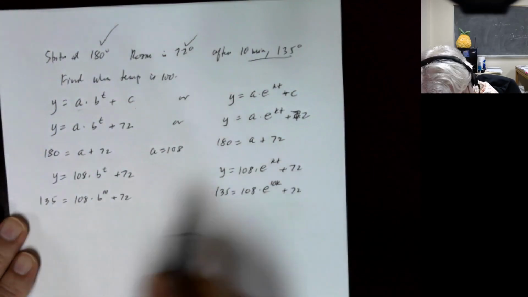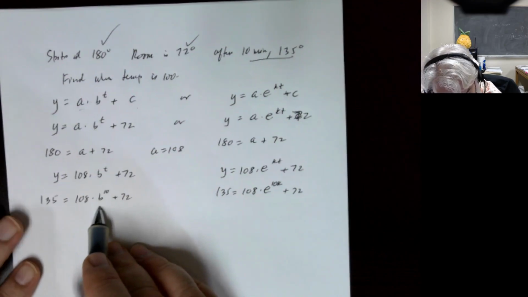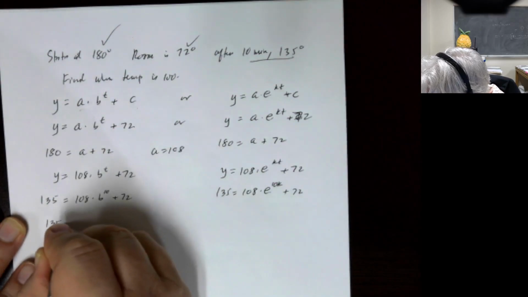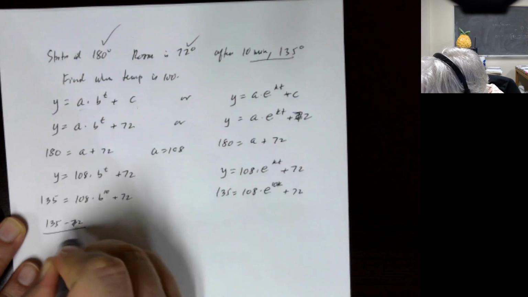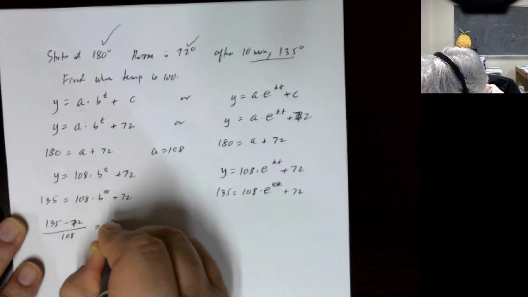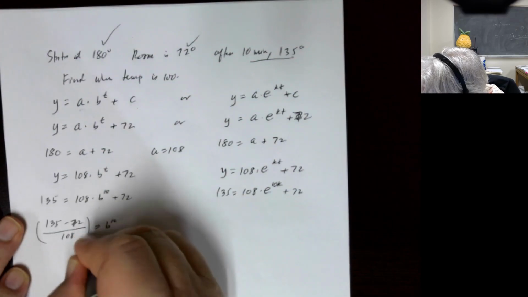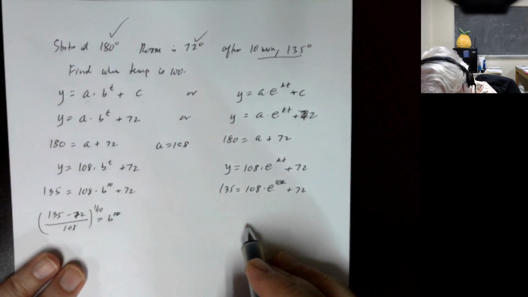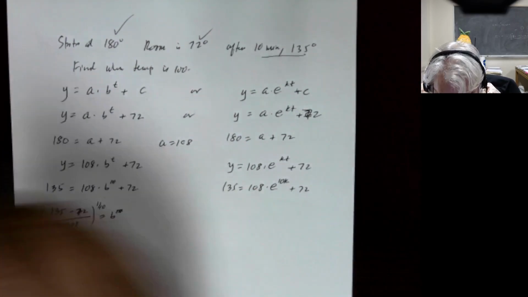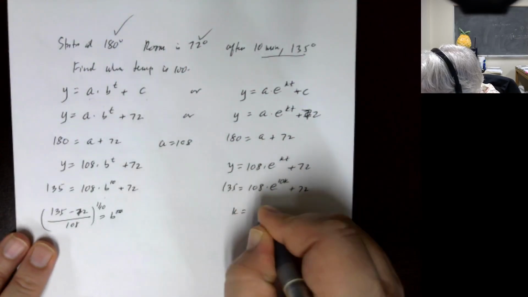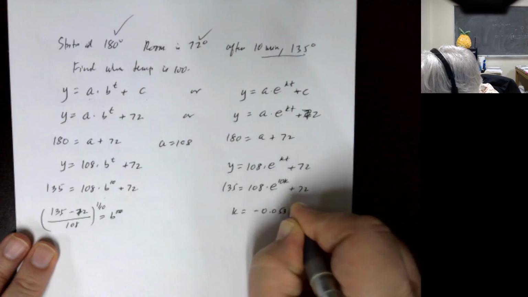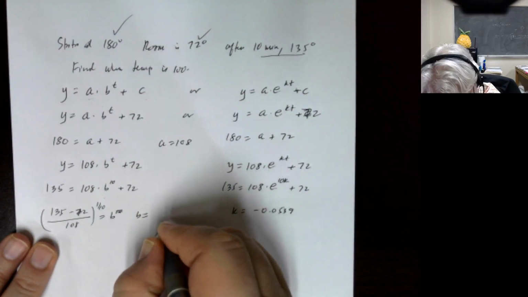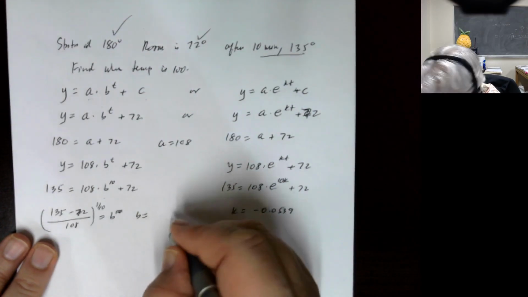In either case, you could solve for either your b or your k. It doesn't matter which one. So I think here we ended up with 135 minus 72, divided by 108, is b to the 10th power. Then you take the 10th root of that, and that's equal to your b. You do a similar thing over here, except you're going to run into some natural logs. Over here, you should get that k is equal to minus 0.0539. And over here, you should get that b is equal to 0.9475.